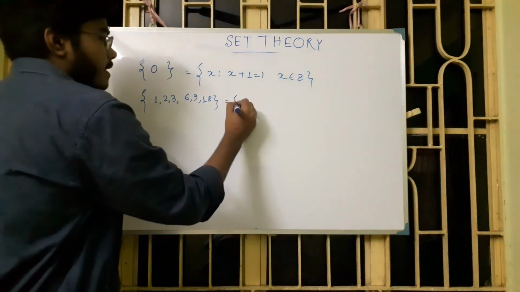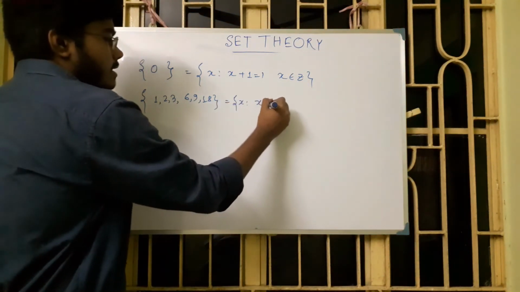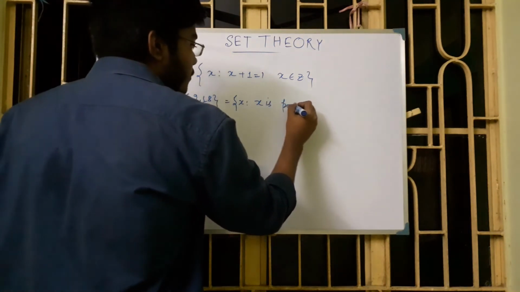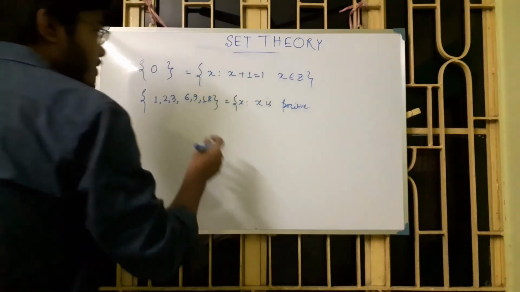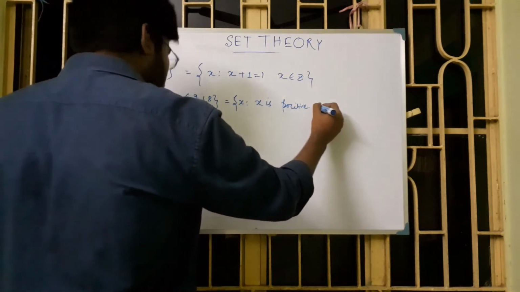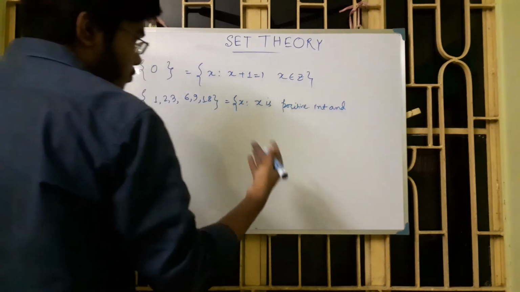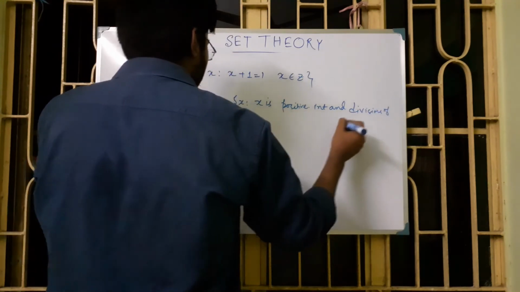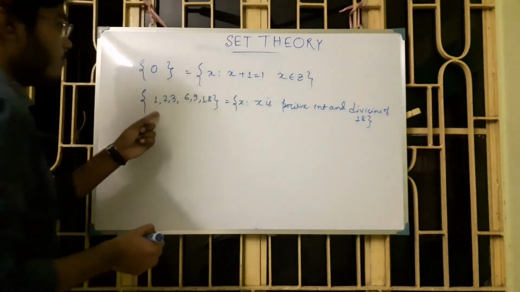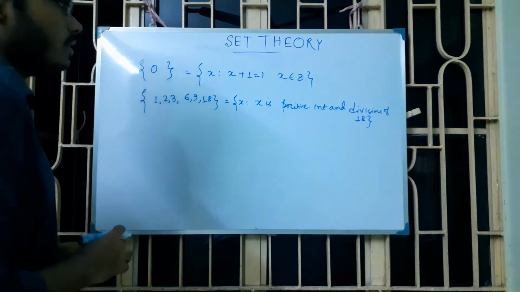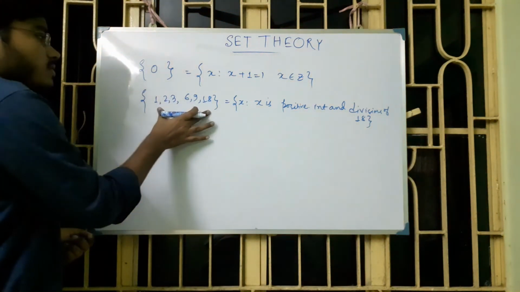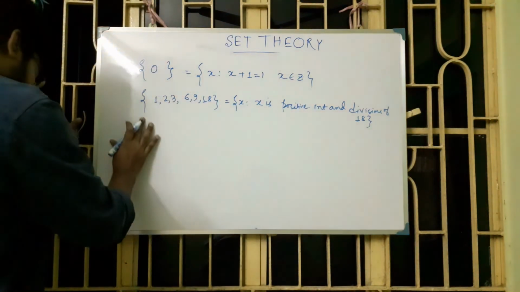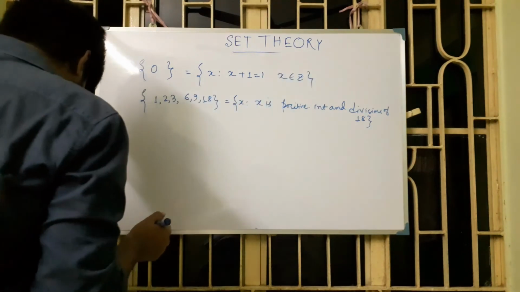This is x. X is positive factors, positive integers and divisors of 18. Look at divisors of 18: 1, 2, 3, 6, 9, 18. This way we can represent this set in set builder form. Now we have to talk about another thing.